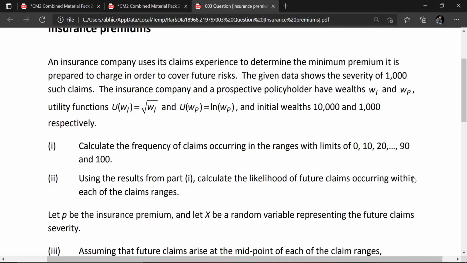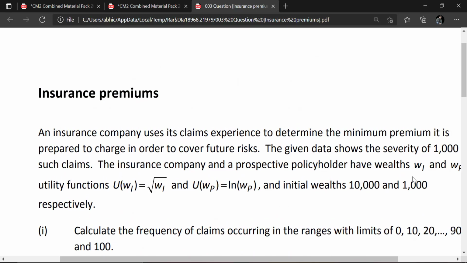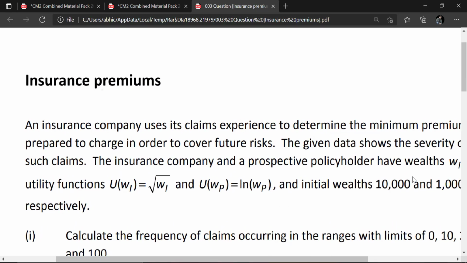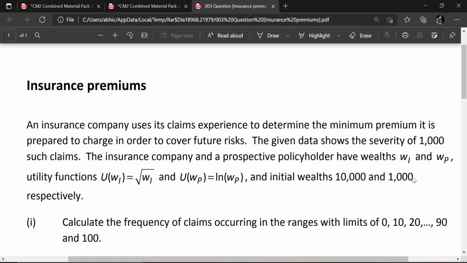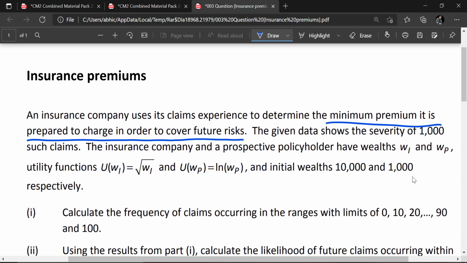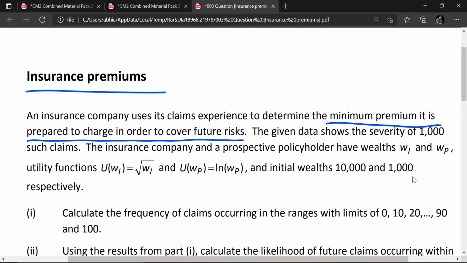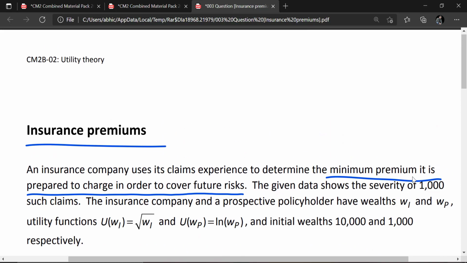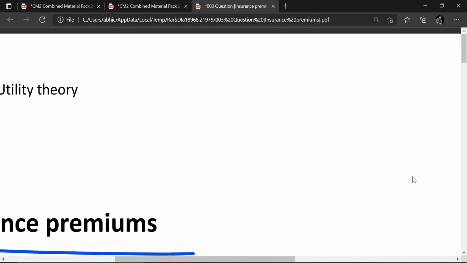Okay, so let's try and discuss this question. This is the third question from the chapter Utility Theory. An insurance company uses its claim experience to determine the minimum premium that it is prepared to charge in order to cover future risks. So we are dealing with one of those insurance premium scenarios, the utilitarian perspective to insurance. Let me just remind you of some of the concepts there.